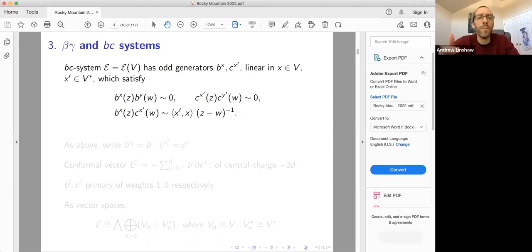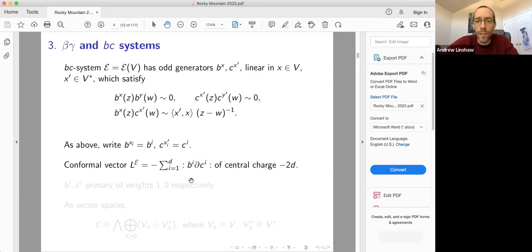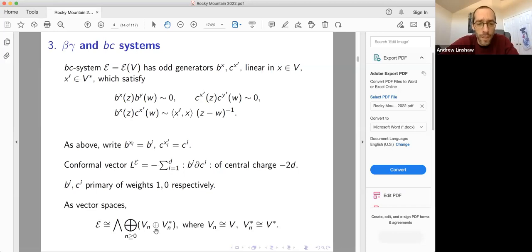Okay, so the BC system is similar, except that the generators are odd. So again, this is attached to V. B x and C x prime will be the generators. They have OPEs that look the same, except that they're odd. And as before, I'll pick a basis. B x i will be B i, C x prime i will be C i. And this also has a standard conformal vector where the central charge is minus 2d. And B i and C i are primary of weights 1 and 0. And as a vector space, this is isomorphic to the exterior algebra on a lot of copies of V and V star.